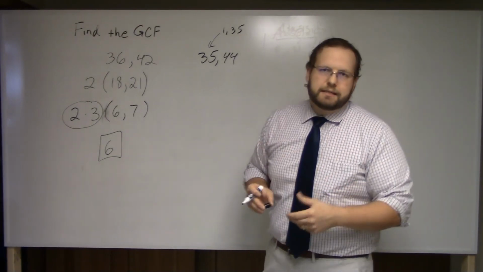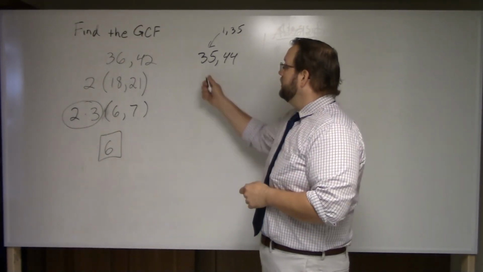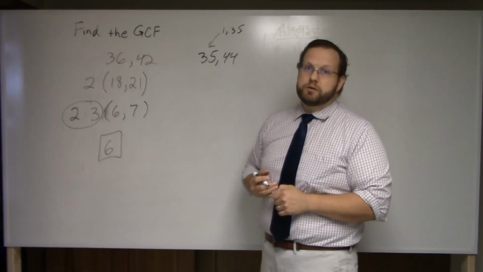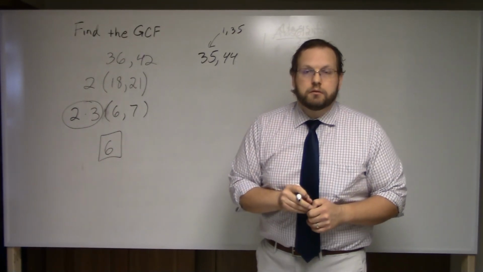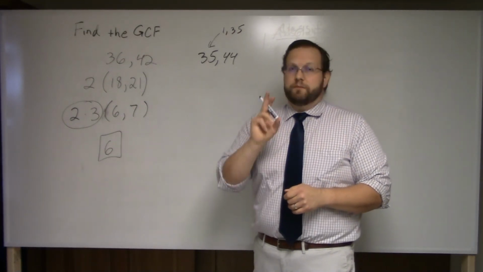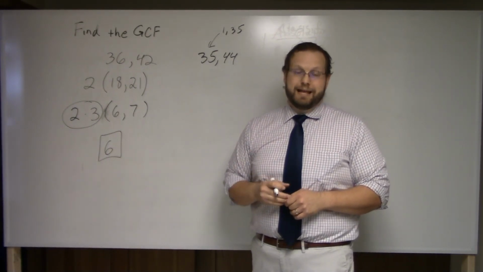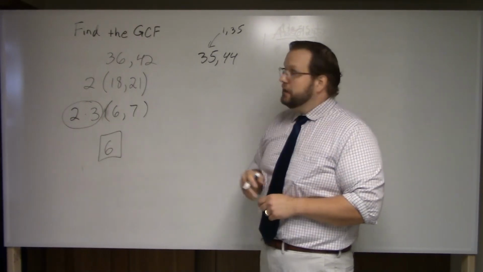2 doesn't go into that because it's not even. 3. If I want to know if 3 goes into a number, 3 plus 5 is 8. 3 doesn't go into 8, so it doesn't go into 35. Okay, if 2 doesn't go into it, no multiple of 2 will. So if I know 2 doesn't go into something, 4 definitely will not. 6 will not. 8 will not, and so on. So 4 doesn't go into that.